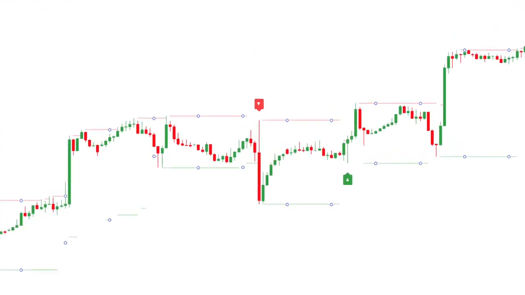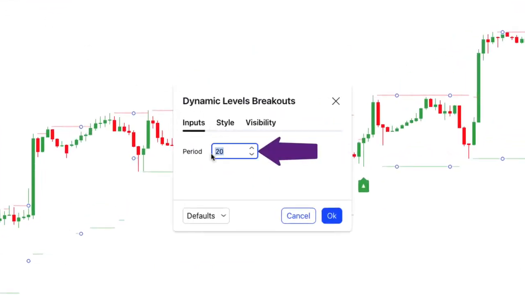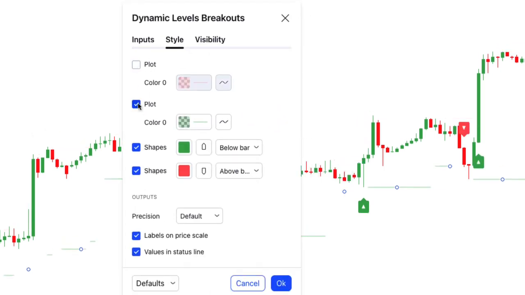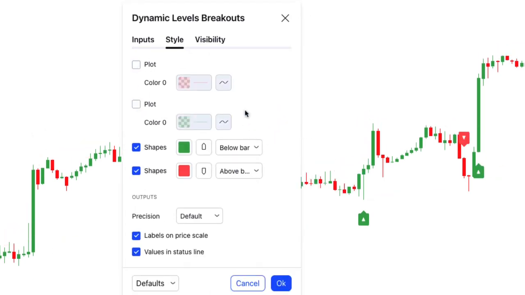In the indicator settings, you can customize the period. The higher the number, the less sensitive the reading will be. I recommend setting this value to 14. To keep the chart neat and tidy, I also suggest disabling the plots in the Style section.